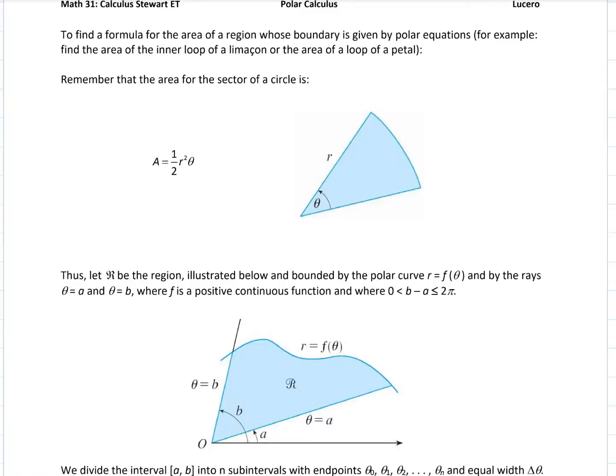To do that, we are going to first come up with a formula, and it's very similar to how we came up with a formula for our areas in the rectangular coordinate system. We used rectangles to estimate what the area would be, and then we let the number of rectangles go to infinity and turned it into a Riemann sum, which was an integral.